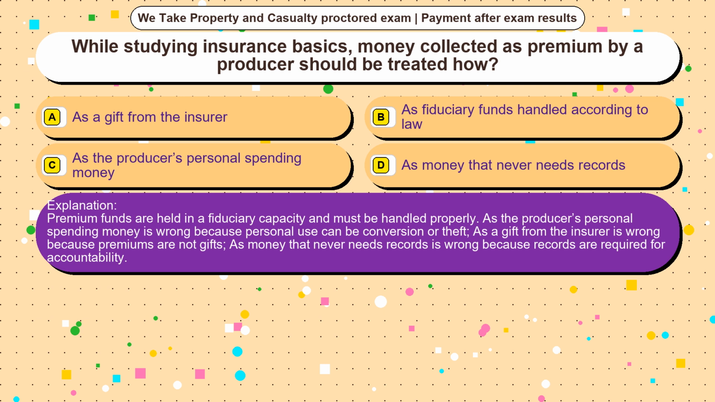As the producer's personal spending money is wrong because personal use can be conversion or theft. As a gift from the insurer is wrong because premiums are not gifts. As money that never needs records is wrong because records are required for accountability.